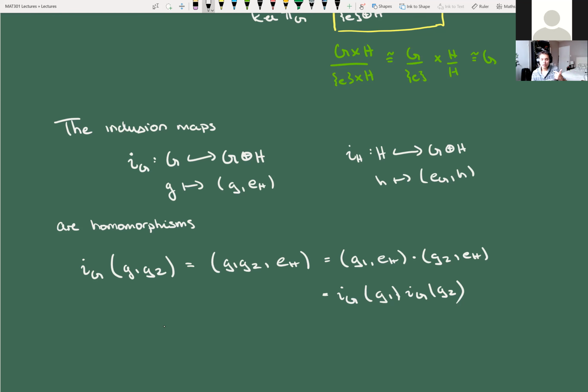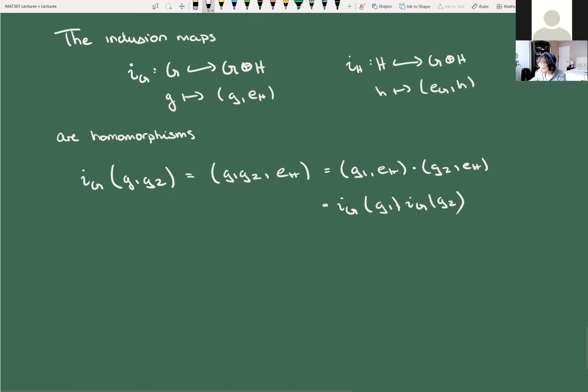And then note that the inclusion and the projection are one-sided inverses of one another, but only on one side. So note that pi G composed with the inclusion of G is the identity map on G. The opposite direction is not true.